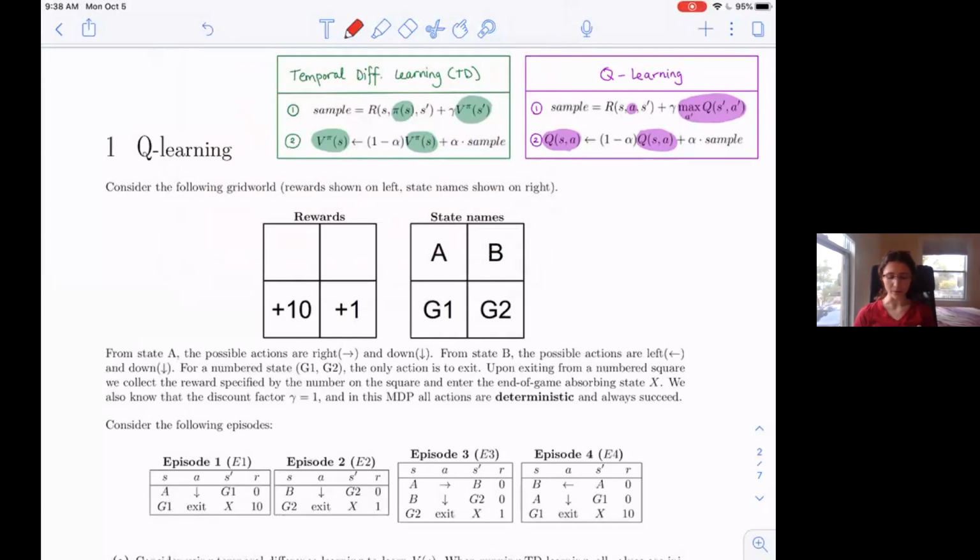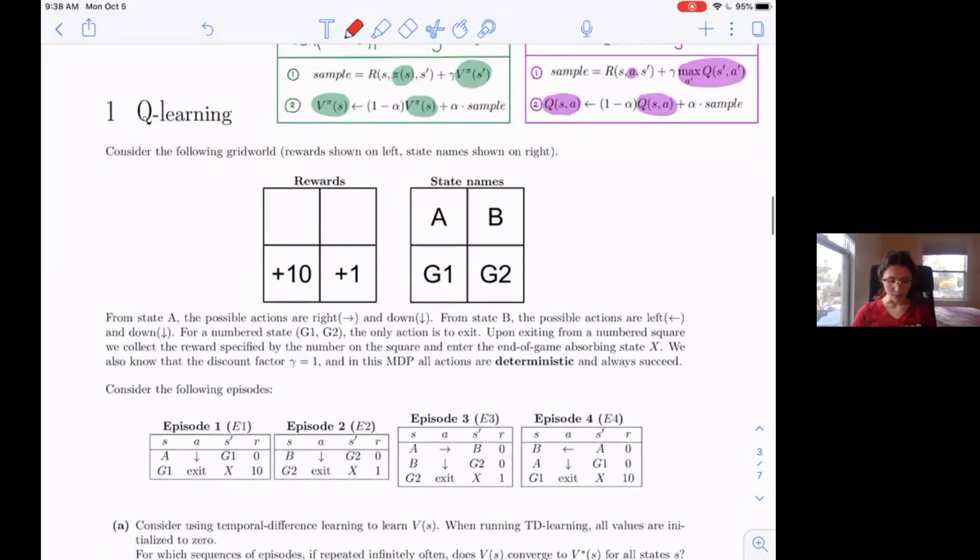So consider the following grid world. We have the rewards shown on the left and the state names on the right. We're told that for state A, the possible actions are right and down. From state B, the possible actions are left and down. And when we're in G1 or G2, we can only exit.